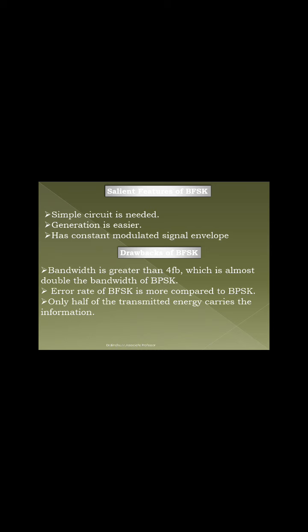What are the salient features and advantages of the FSK system? The circuit is very much easier to develop, so generation is an easier methodology. You will produce a constant signal envelope. For demodulation of the system, the bandwidth we require to operate this FSK system is larger, 4 times the bit time period. So if I have 1 bit, 4 times the bandwidth should be there to transmit the signal. So this is one disadvantage.